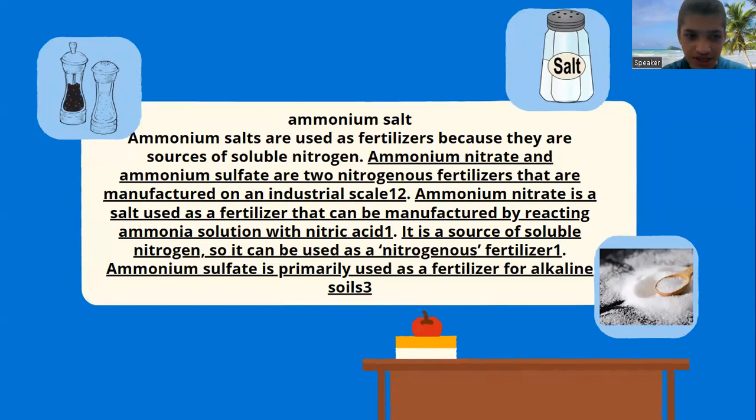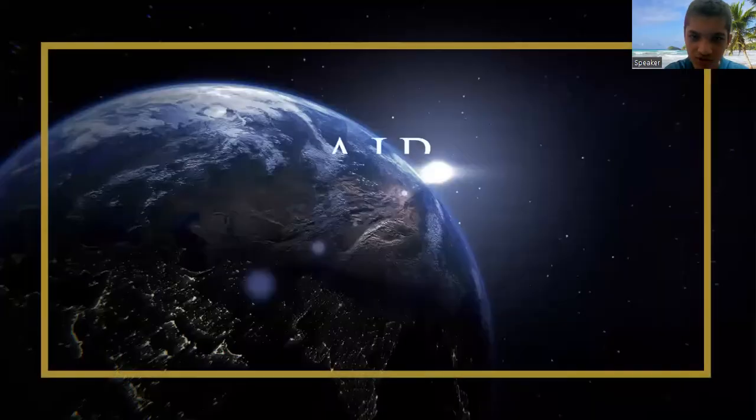Ammonium nitrate is a salt used as a fertilizer that can be manufactured by reacting ammonia solution with nitric acid. It is a source of soluble nitrogen, so it can be used as a nitrogenous fertilizer. Ammonium sulfate is primarily used as a fertilizer for alkaline soil.